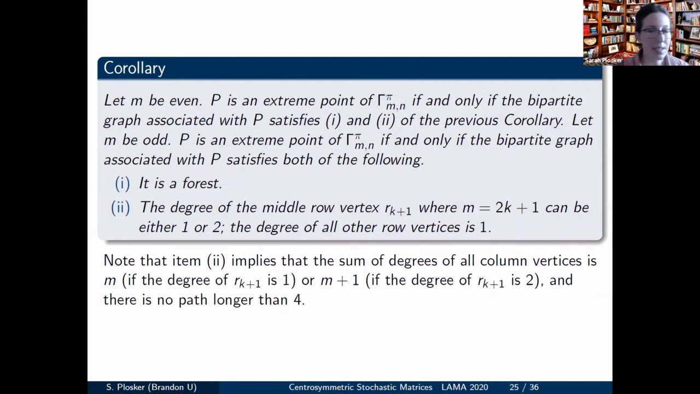So if M is even, it's exactly the same as the previous corollary. But if M is odd, then you have to deal with that middle row possibly having 1/2 in it. So P is an extreme point if and only if the bipartite graph is a forest and the degree of that middle row vertex is either 1 or 2. The degree of all other row vertices is 1.